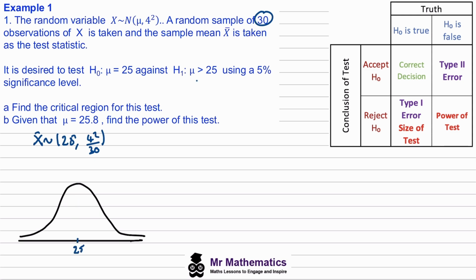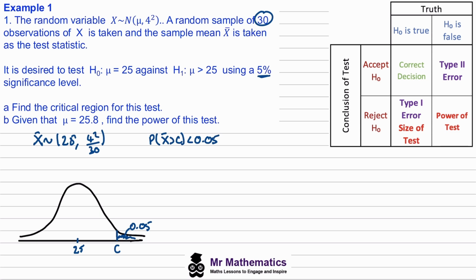Because our alternative hypothesis is that mu is greater than 25, it's a one-tailed test where we're looking at the region to the right. This will have an area of the significance level, which is 5%, so an area of 0.05. We're trying to find this critical value, which I'll label C. So the probability of the sample mean being greater than C has to be less than 0.05.